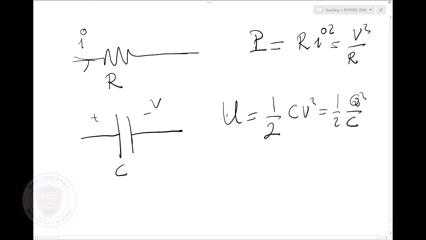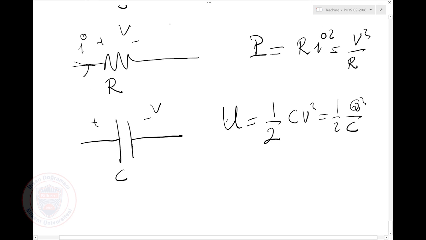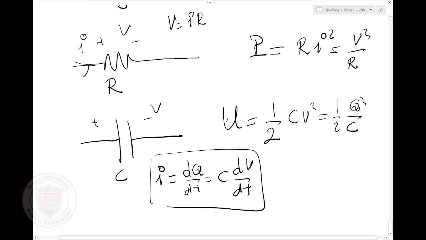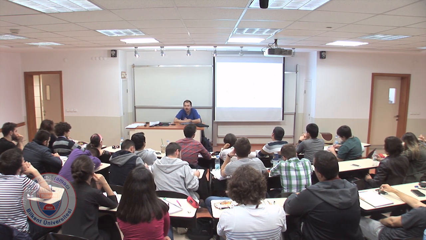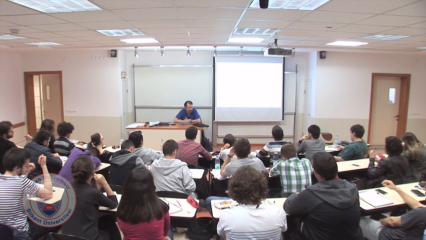How about the relationship between current and voltage? For the resistor, voltage was just I times R, but for the capacitor, it was better to remember that I, which is dq dt, is C times dV dt. So the current coming into the positive terminal of a capacitor basically measures the time derivative of the voltage across the capacitor. All right?